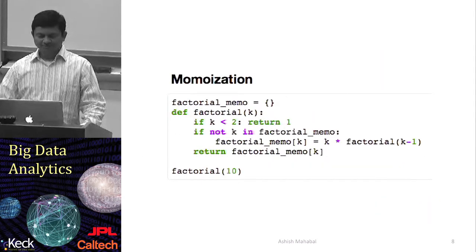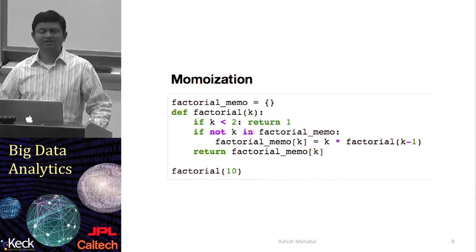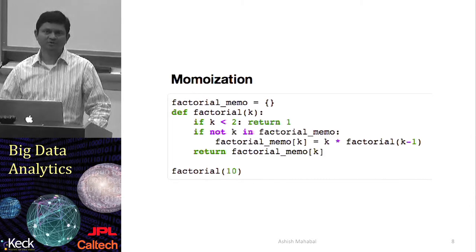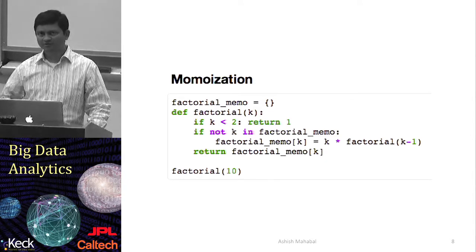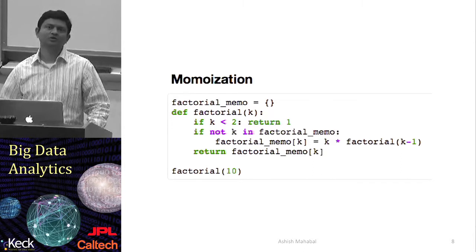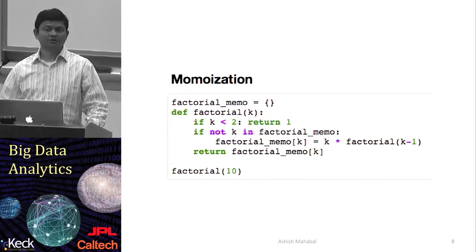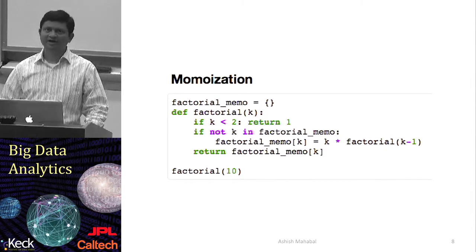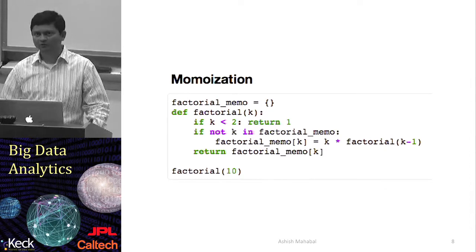So here is the example of memoization. It's a simple program, a simple subroutine of factorial, and a factorial of a positive integer is, of course, multiplication of that number with all smaller positive integers. So factorial of 4, as you know, is 4 times 3 times 2 times 1, which is 24, or factorial of 5 is 5 times the factorial of 4, 120.